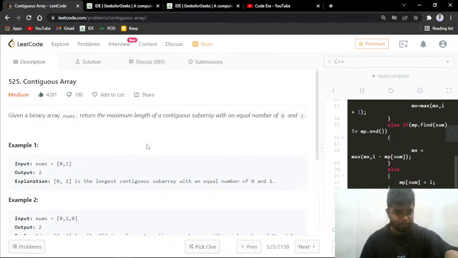It's a very interesting problem which is based on the concept of hash maps as well as prefixSum. So I'll be letting you know how we have to approach this problem and what will be the optimal approach for solving it.